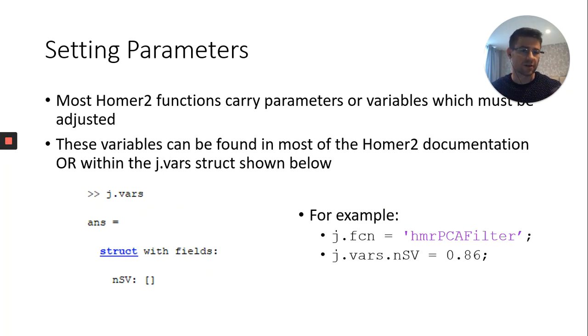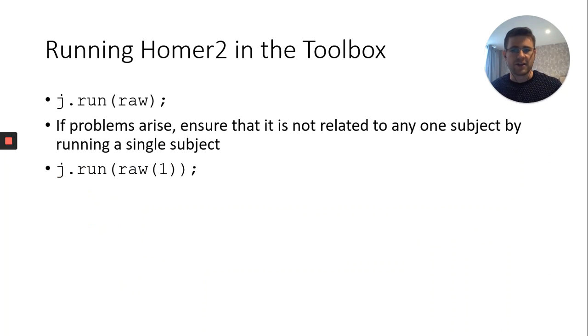j.run Homer2, or NIRS.modules.run Homer2 equals j.fcn. I'd select the PCA filter. I'd have to find the exact name, so I need to name it correctly, same capitalization, same spelling, everything. And then I'm going to figure out what the variables are. So you can either open the variable, it'll pop up and show you, or you'd say j.vars.nsv equals 0.86. Then you can run it.